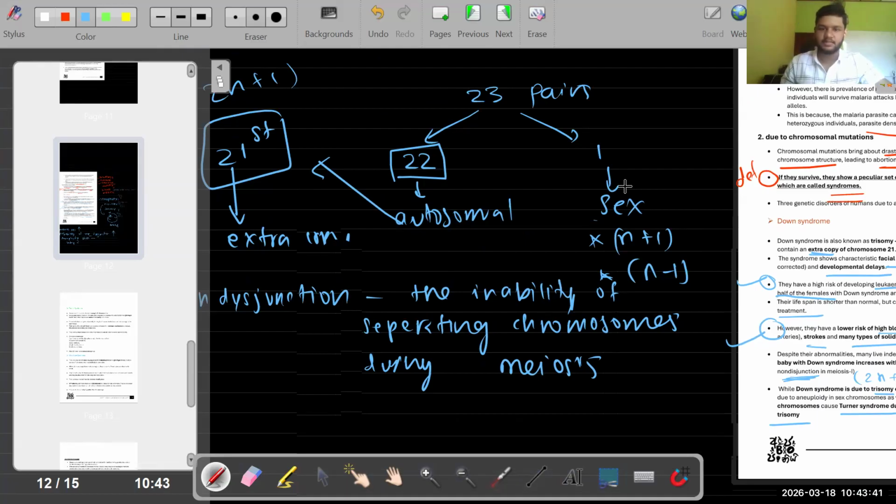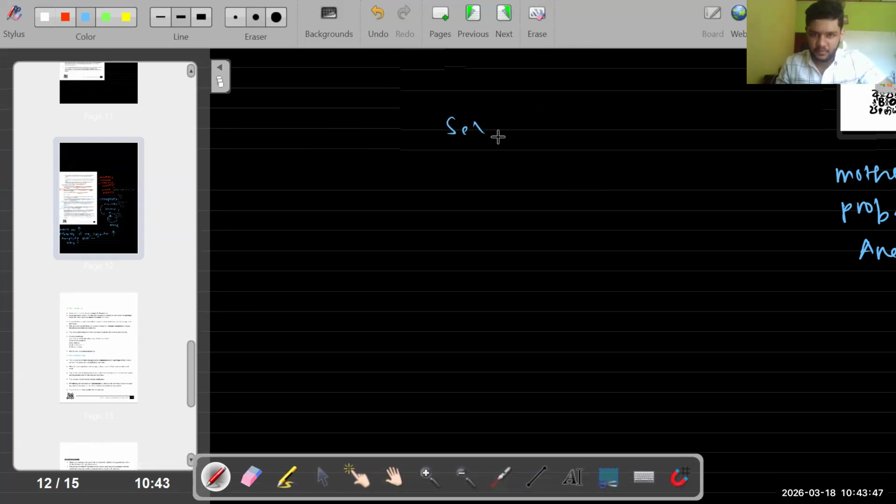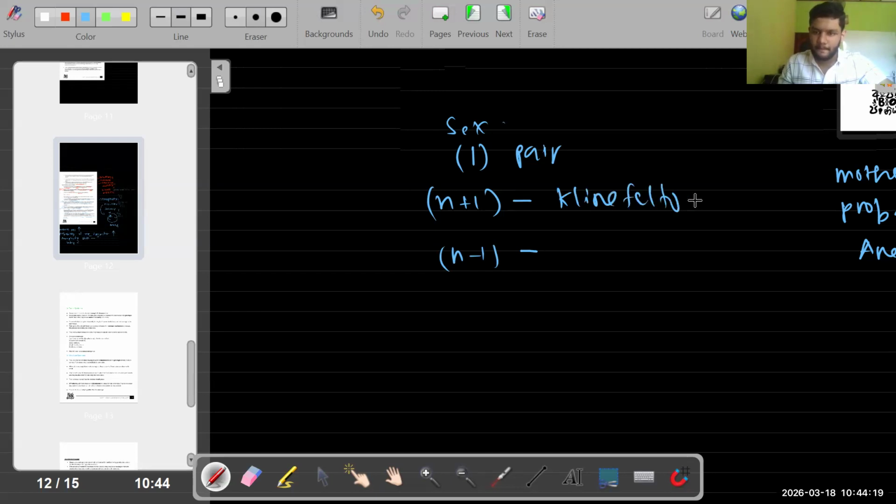Monosomy. Wait, it seems jumbled, right? See the sex chromosomes. How many sex chromosome pairs are present? One pair. So considering this one pair, they are saying there are disorders where sex chromosomes are related to the aneuploidy condition. The aneuploidy condition has two possibilities. One is n plus 1, which means one chromosome more, and the other is n minus 1, which means one chromosome less. And they have given examples for these conditions too. N plus 1 means Klinefelter syndrome, which is a disorder. N minus 1 means Turner syndrome, which is also a disorder.